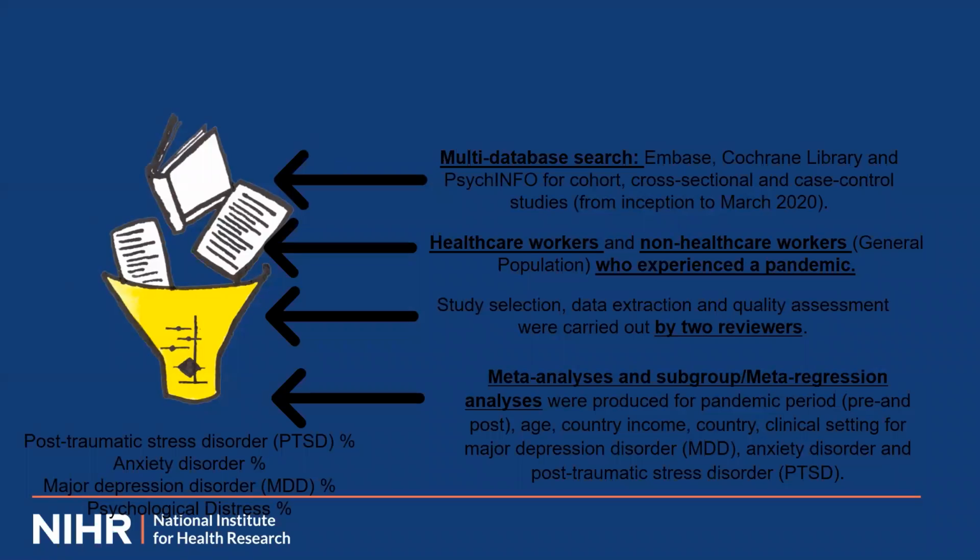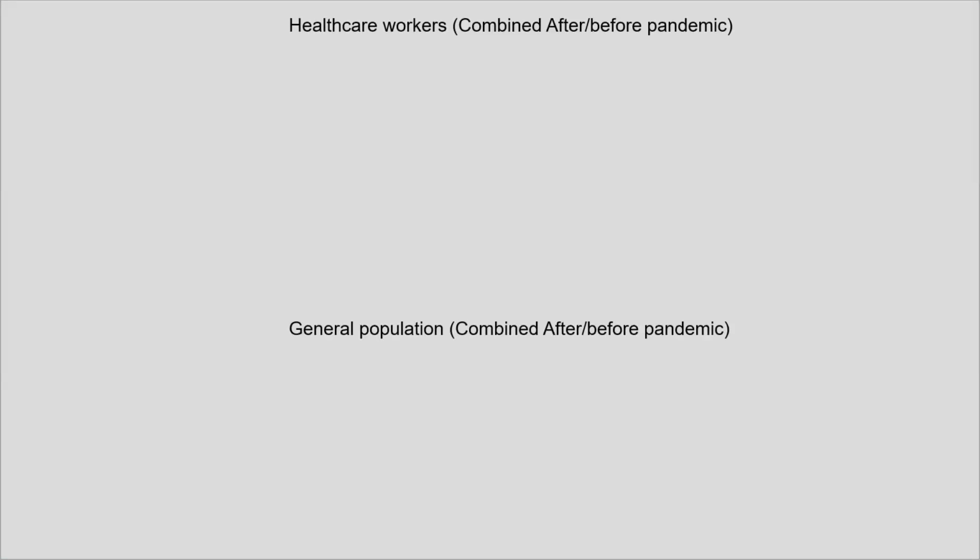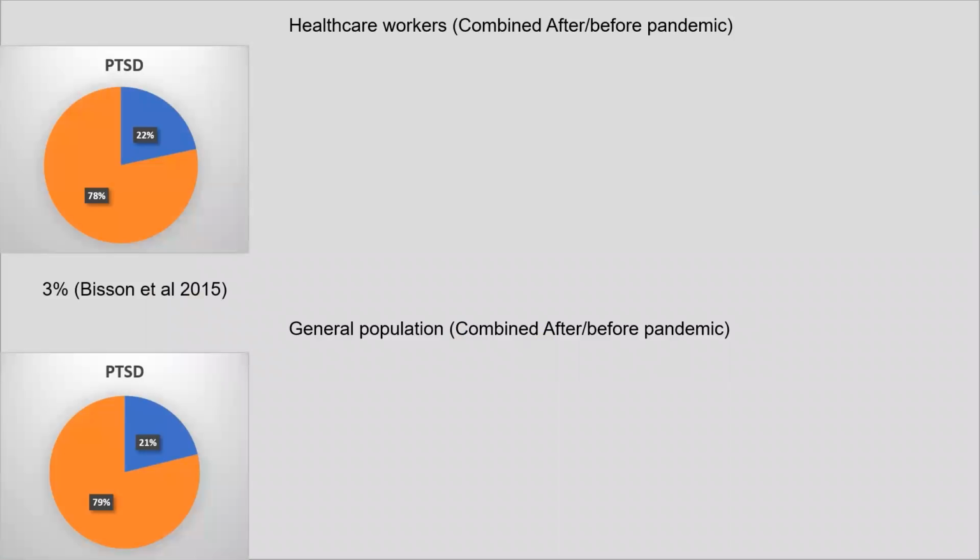So if we take a look at the findings of the 2 reviews, to make it easier to interpret the data, I've put in the middle the typical prevalence rates which would be expected in the general population worldwide prior to a pandemic period, just to give some context to the numbers which will be in the pie charts.